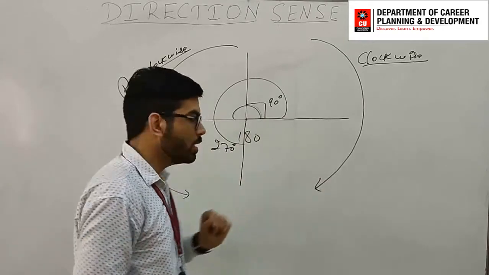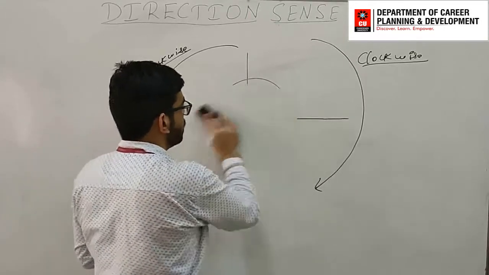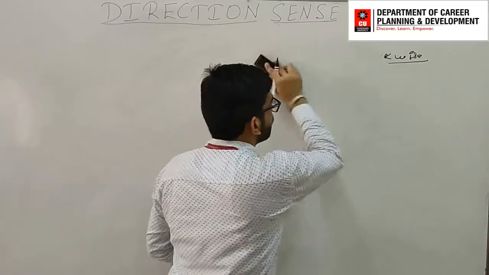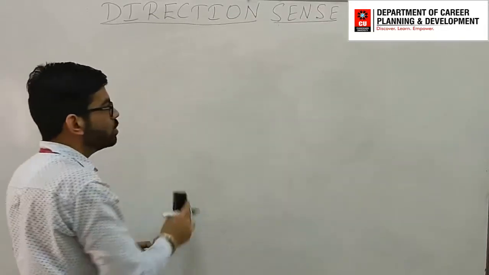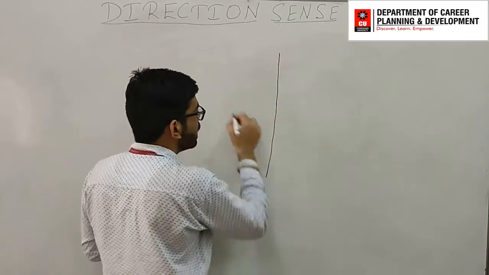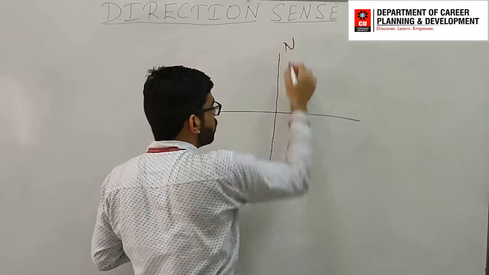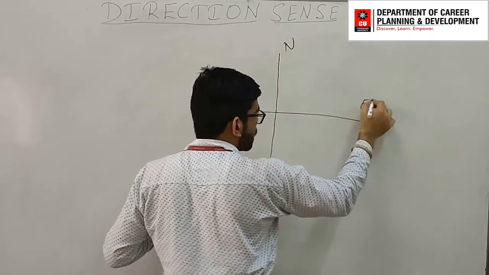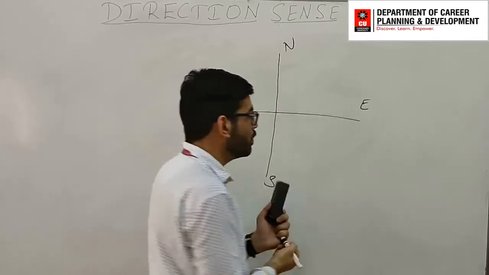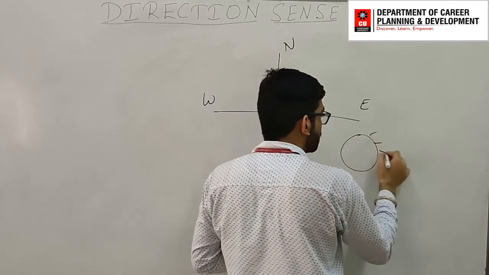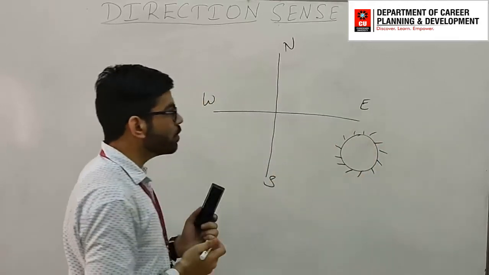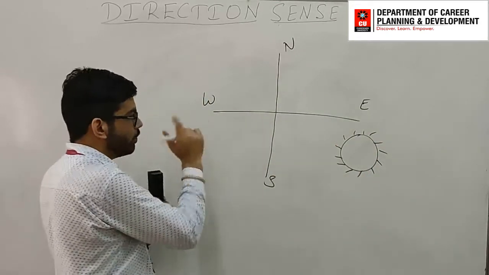Let's move to the third part, the cases of shadows. In the case of shadow, as you already know, the sun rises from the east. So let's draw the directions: this one is your north, south, east and west. The sun will rise from the east direction, this one is your sun, and the sun sets in the west direction.